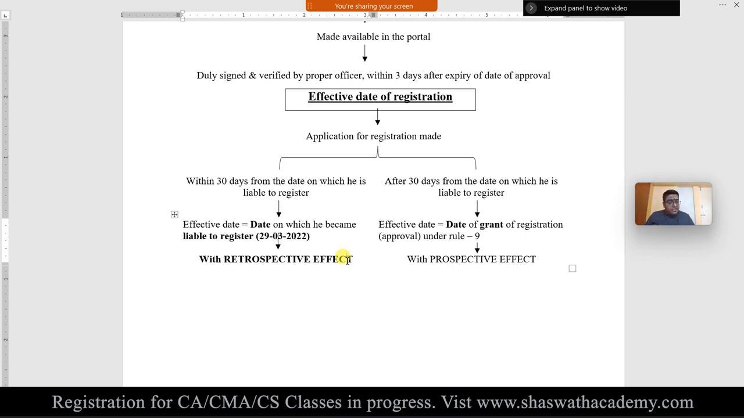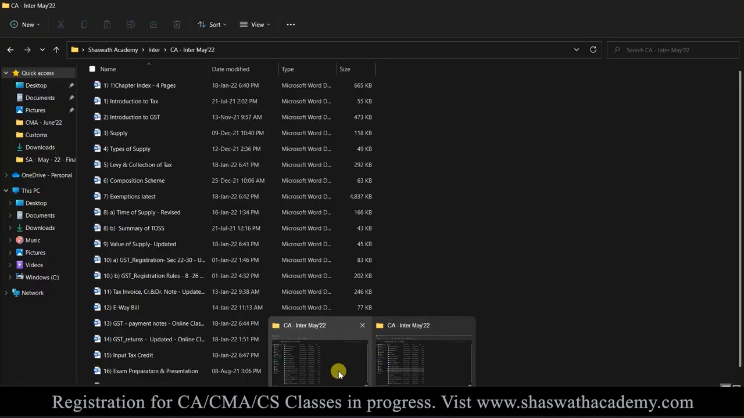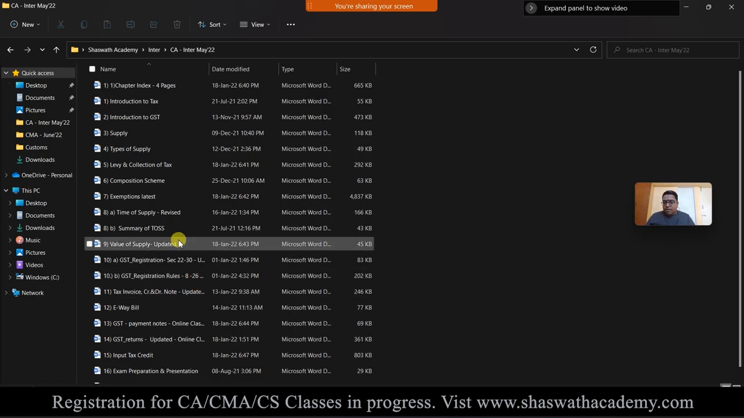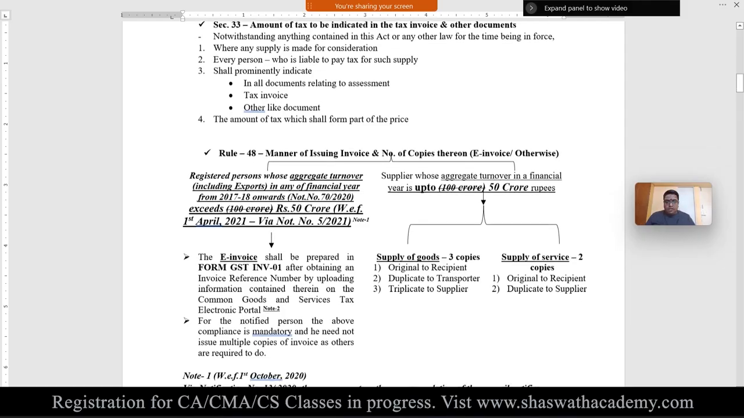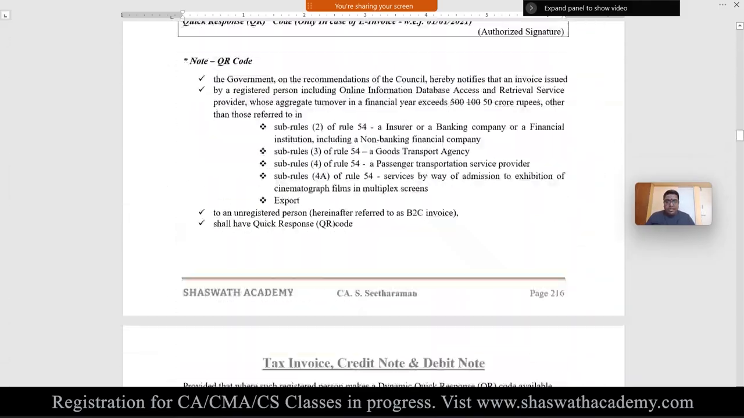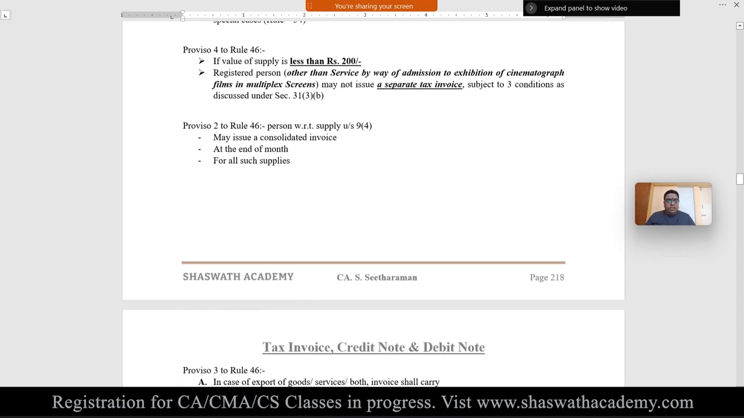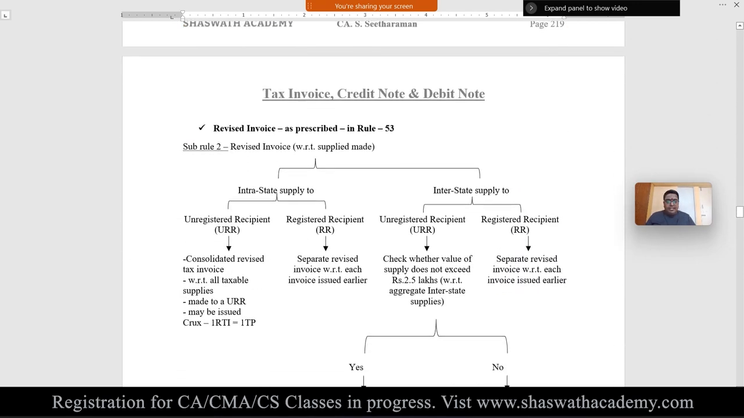Yes. A revised tax invoice as per Section 31(3)(a) is possible when the application is made within 30 days. So you have to go to which chapter? You have to go to the tax invoice, debit note, credit note chapter, in which you have to come for the revised tax invoice component.